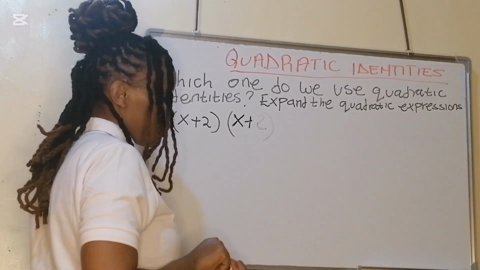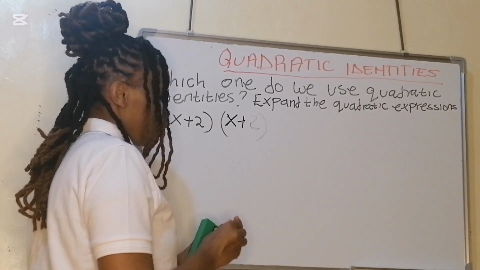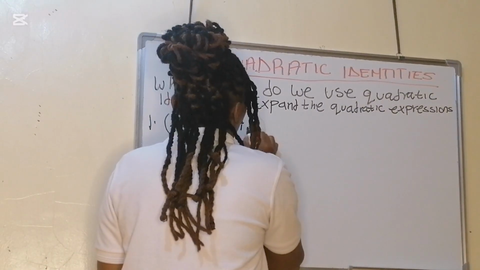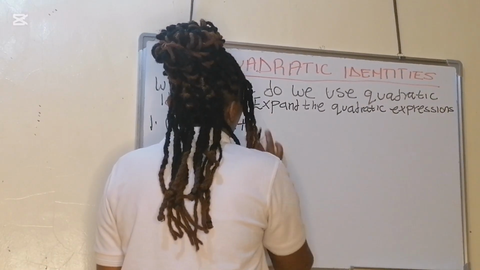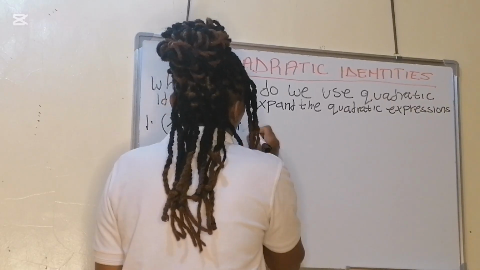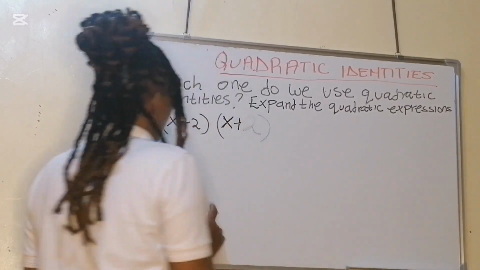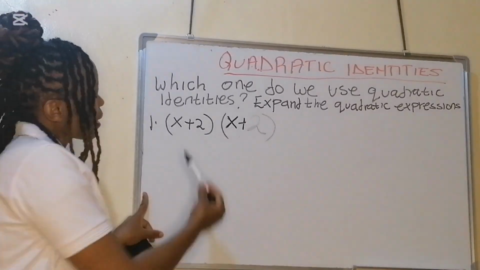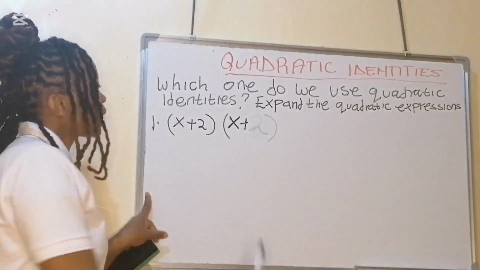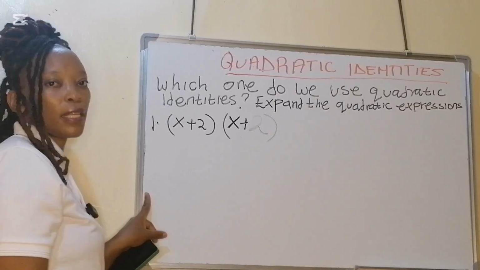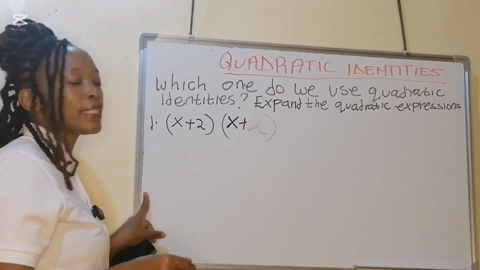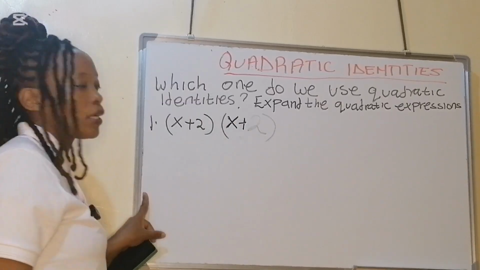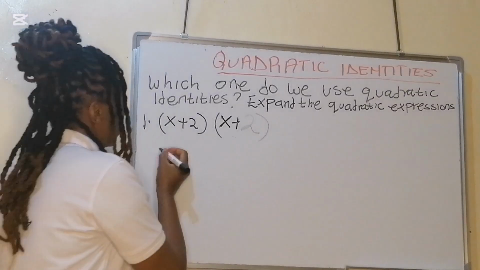So this one we are going to use quadratic identity. I gave you 3 quadratic identities. My pen is refusing to write. I don't know if you can see well. This is x plus 2 and x plus 2. X plus 2 times x plus 2. You are told to expand the quadratic expression. This one we are going to use quadratic identity because it is the same. This is x plus 2 times x plus 2. We are going to use this quadratic identity.